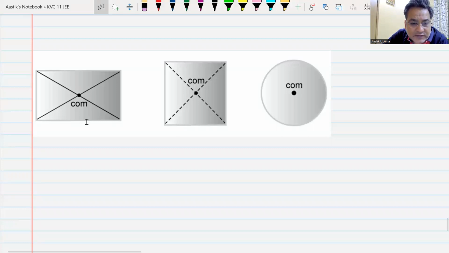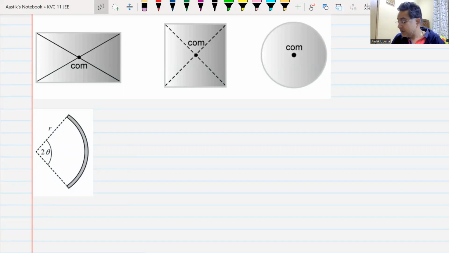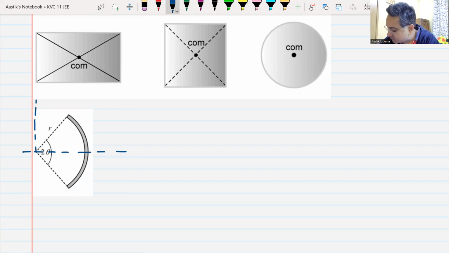If you have an arc of a circle like this, where does the center of mass of this arc of the circle lie? Now, this arc of the circle could be in any quadrant, anywhere. What you have to remember here is this is your x-axis and this is your y-axis. Now, the arc of the circle is put like this. You can understand the y-coordinate of the center of mass would be 0. Yes or no?